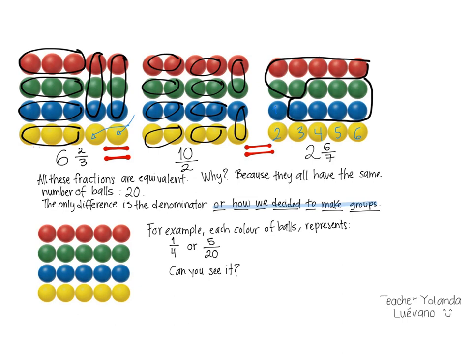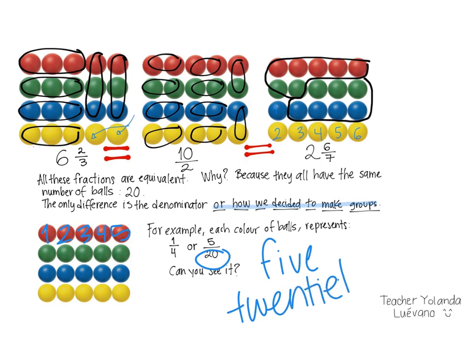It says 5/20. Why 20? Because there are 20 balls in total, and only 5 of them are 1 color each. So let's pay attention. 1, 2, 3, 4, and 5. 5/20 are red. How would you spell that? It would be five twentieths. Remember, we're using ordinal numbers for the denominators.